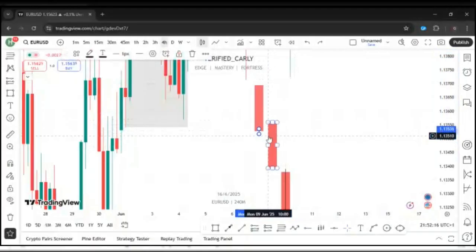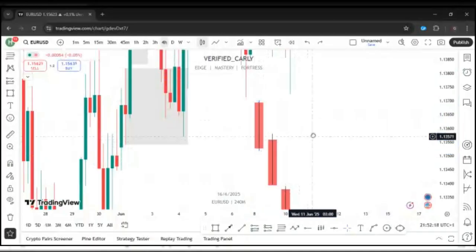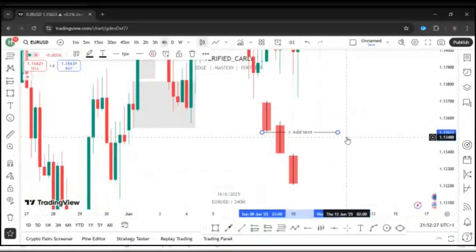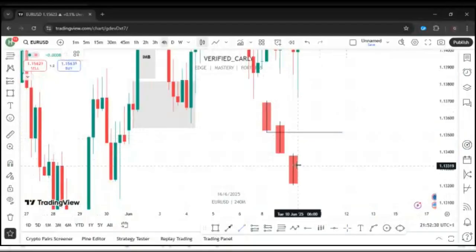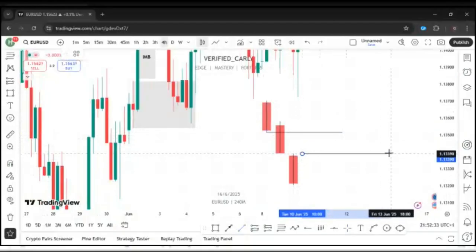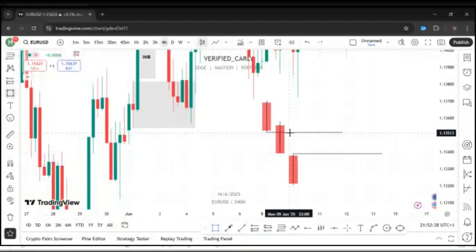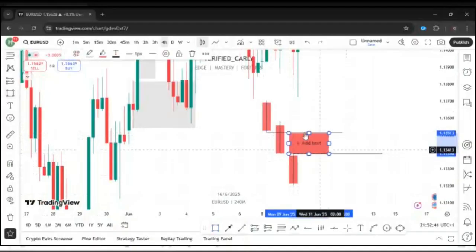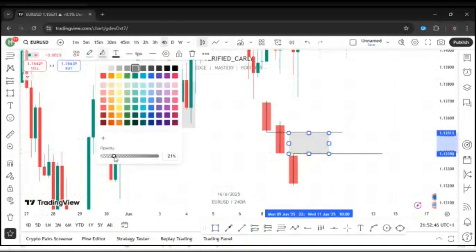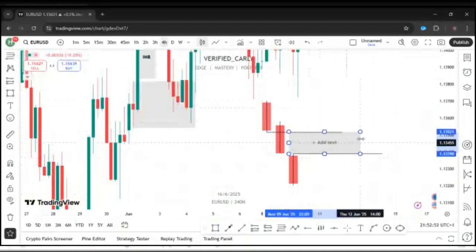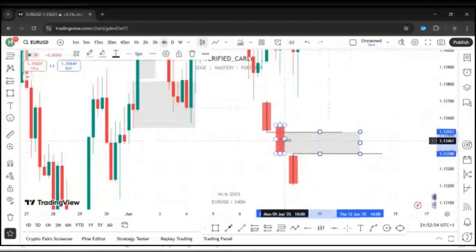Without wasting much time, let's just get right to it. You see the wick of this first candle. Between the wick of the first candle and this third candle, there is a space, right? So this space that you are seeing right here, let me change this to an ash color. This is what we call an FVG, or imbalance, fair value gap.